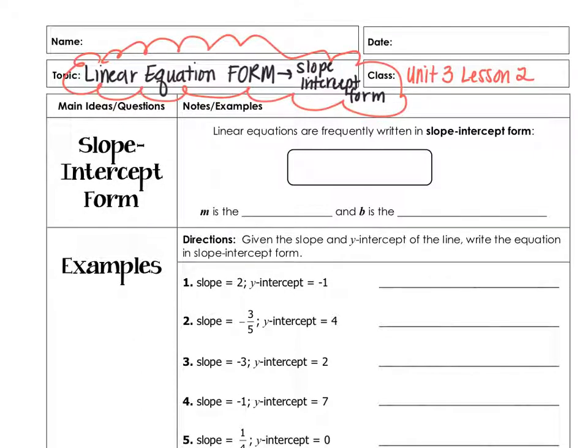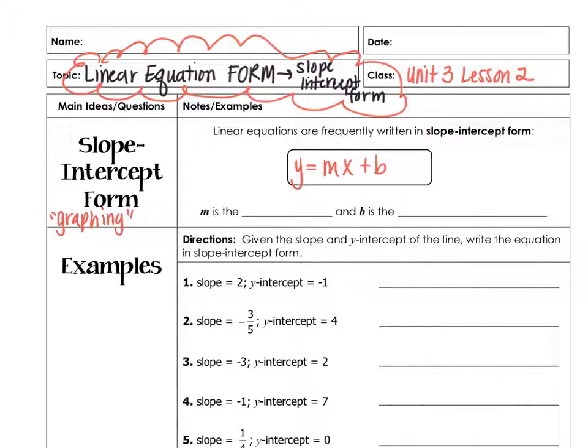Hey guys, welcome to Unit 3, Lesson 2, where we're going to look at two forms of linear equations, starting with slope-intercept form. So slope-intercept form is a very popular form. I like to call this the graphing form because it's easiest to graph lines when they're in slope-intercept form. And slope-intercept form reads like this: y is equal to mx plus b.